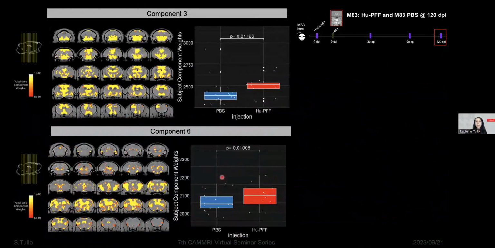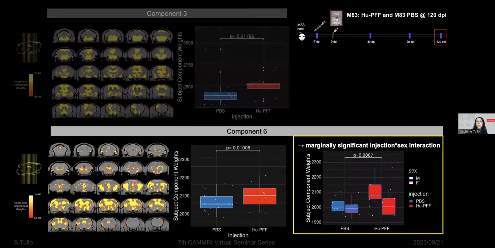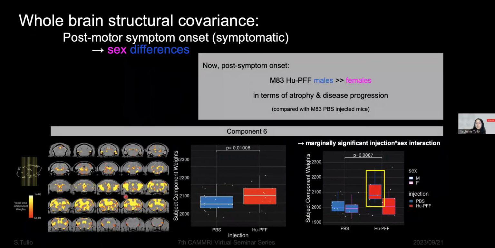But really, I'm going to focus on component 6, given that here we observe this marginal significance of the interaction of sex and injection. So this suggests that this pattern of atrophy had slightly more significance to the male mice that received the human fibrils compared to any other group. And so essentially, again, the pattern encapsulates our injection site, and also here some ventricular volume changes that may be happening, but now suggesting that at this late symptomatic time point, the atrophy seems to be more male predominant.